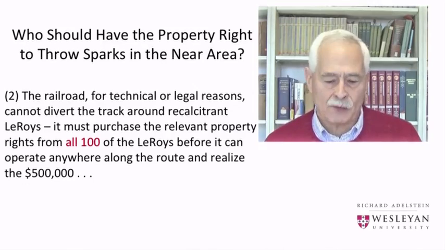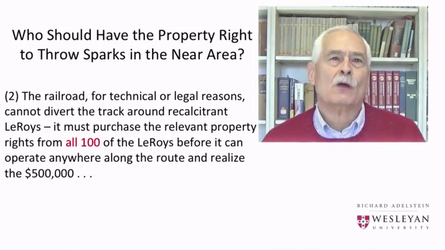This means that the railroad must come to terms with all 100 of the LeRoy companies, or indeed it can't do business at all. So the success of the project under this assumption requires the railroad to successfully complete a transaction for the relevant property rights with each and every one of the LeRoys, and if it fails to come to terms with any of the LeRoys, the whole project will need to be scrapped.